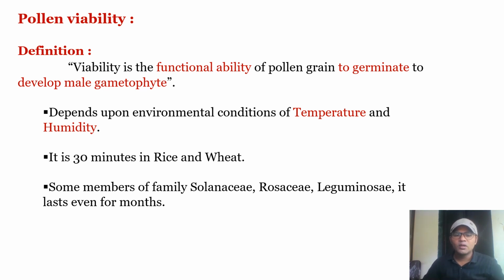Viability is nothing but the functional ability of pollen grain to germinate, to develop or to form male gametophyte. So it depends upon the environmental conditions like temperature, humidity, and in rice and wheat it is 30 minutes. The viability is 30 minutes, and in some members like Solanaceae, Rosaceae, Leguminosae, it lasts even up to months.